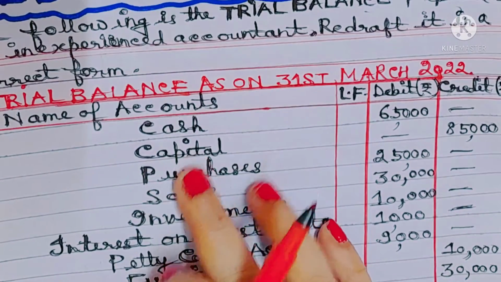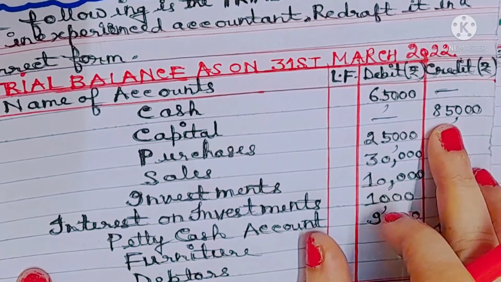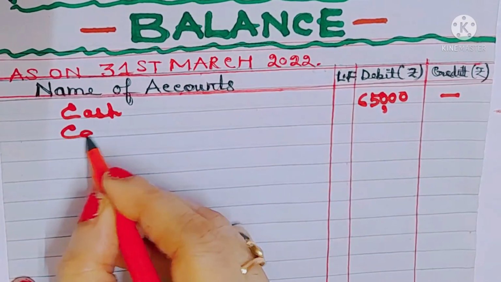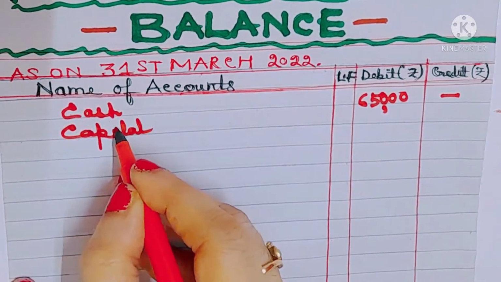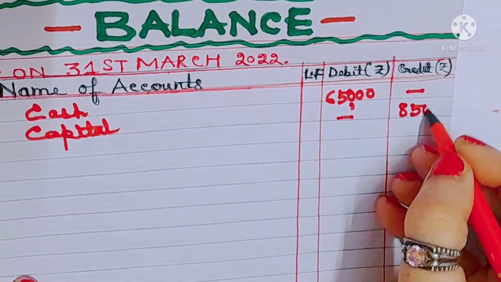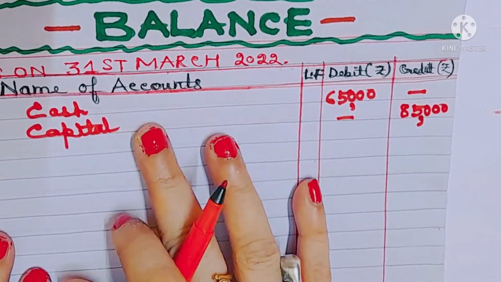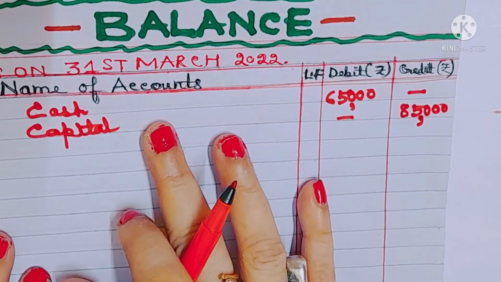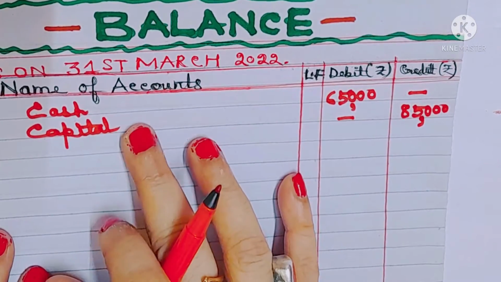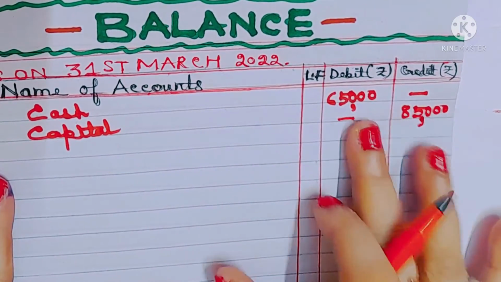Understood? Let's see the next account. The next account is capital. Capital 85,000 in the credit column, which is absolutely correct. So capital has a credit balance. Let's write capital. Capital has a credit balance and that is the reason we're writing in the credit column. Why is capital credit? Because capital falls under personal account. According to personal account, the giver of the benefit is credit. Here, the proprietor is the giver of the capital. So capital account will be credited.